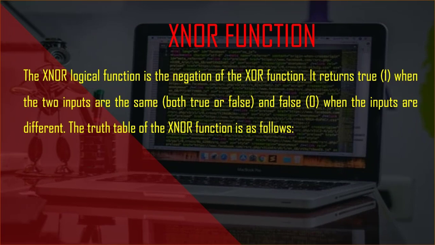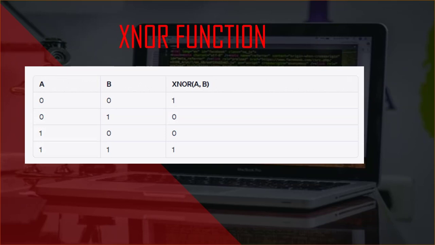The ZNOR logical function is the negation of the ZER function. It returns true when the two inputs are the same, both true or false, and false when the inputs are different. The truth table of the ZNOR function is as follows.